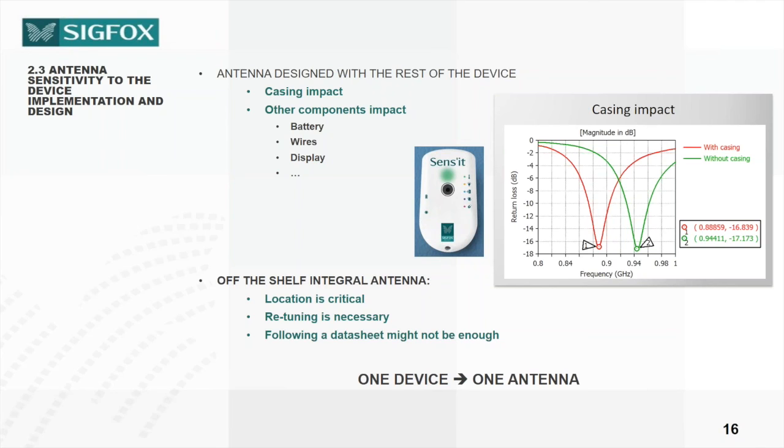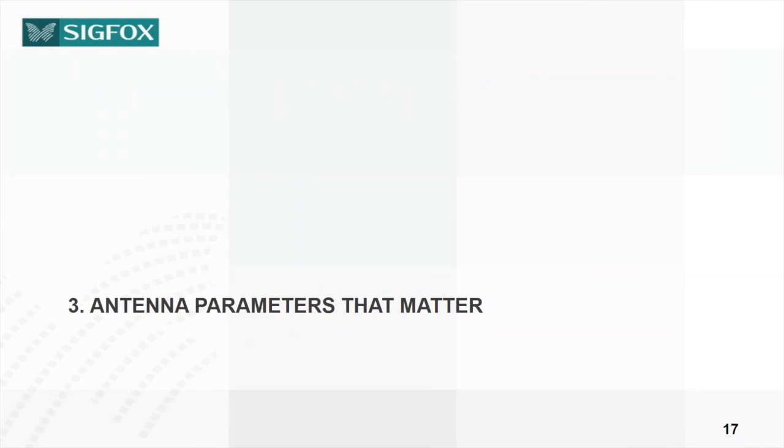Until this part, I think the main message of this webinar was one device, one antenna. You really need to adapt each antenna to your specific device. Okay, now let's continue with the third section where I'm going to go through a few antenna parameters that are important for an IoT device design.